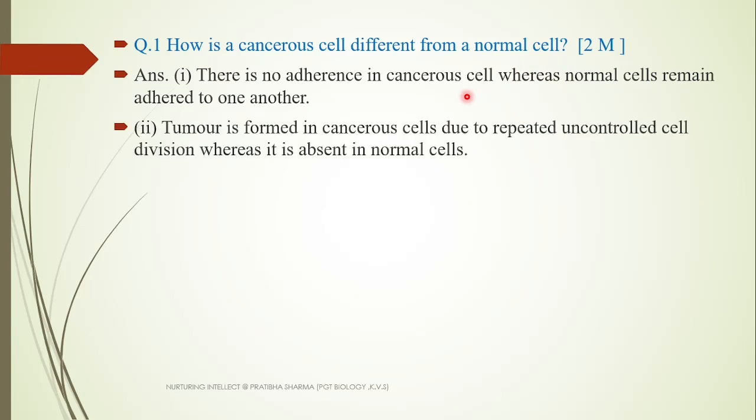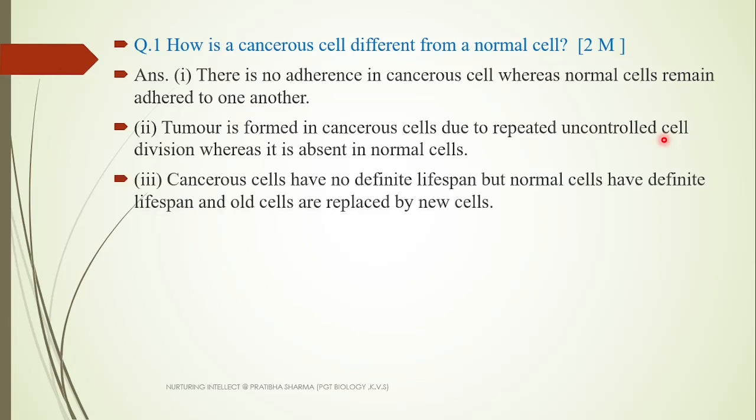they divide at a controlled rate. They have the property of contact inhibition. Cancerous cells, they lose that property. ठीक है? So there is no adherence in cancerous cell, whereas normal cells remain adhered to one another. Tumor is formed in cancerous cells due to repeated uncontrolled cell division, whereas in normal cells, division is regulated and controlled.